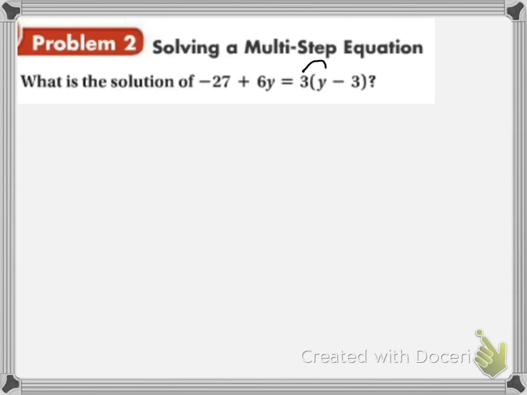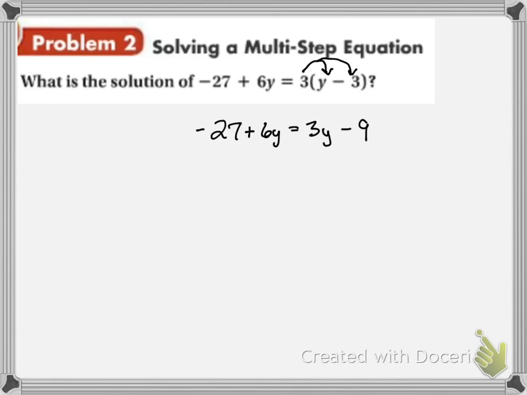But what I need to do first, though, is I need to distribute this 3 through. Now, technically, you could also divide by 3. So, again, there's multiple ways to do it. I like using distributive property. But I get negative 27 plus 6y equals 3y minus 9.